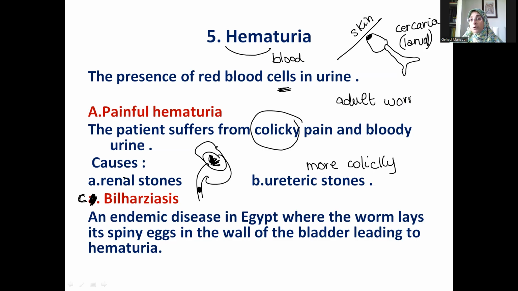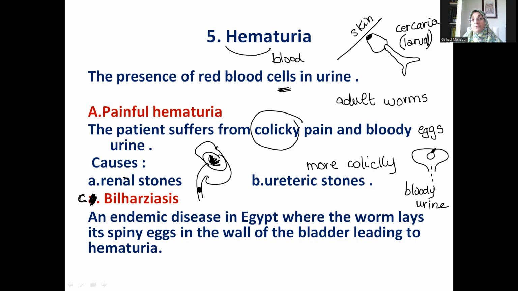And the adult worms, male and female, reproduce inside the blood vessels of the human body that are very close to the liver, and they start laying eggs. The female lays eggs, but when the female lays eggs, it lays these eggs in the wall of the urinary bladder, and these eggs have spines, and the spines are terminal spines. That's why they cause bleeding or bloody urine or hematuria.